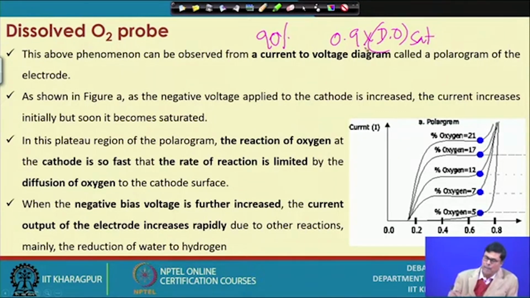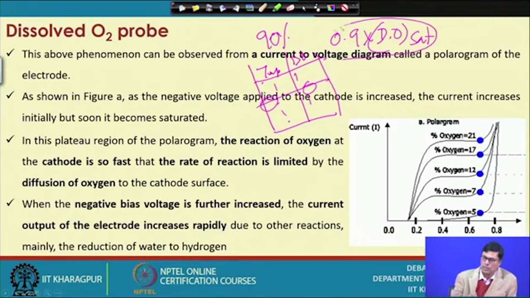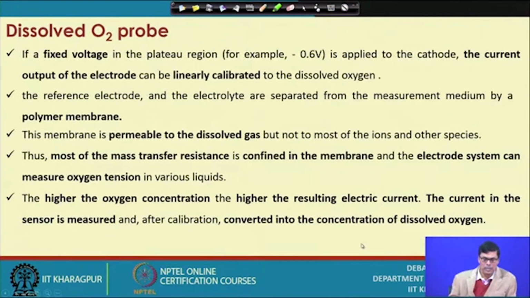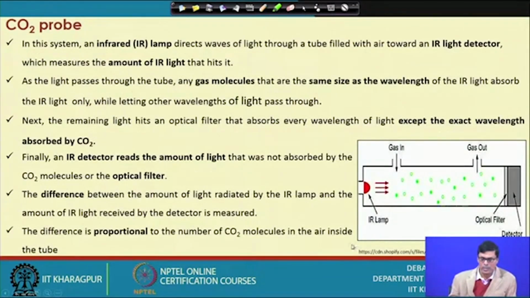90% means 0.9 times the saturated dissolved oxygen concentration. If we have any chemical logbook, we will find a table giving the saturated DO concentration at different temperatures. So if you know your temperature of operation, you can easily find out what the DO concentration is. This is how it is monitored. I am not going into details.